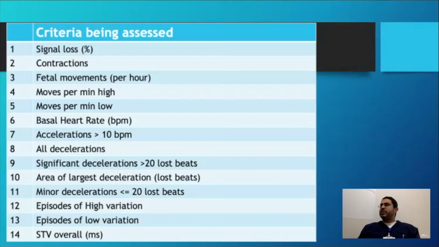But that's not how the machine calculates it. It takes away the decelerations, but doesn't necessarily take away the accelerations, and it doesn't take away the high variability episodes. So when there's increased variability, it doesn't remove that. It calculates the entirety of what's left after removing the decelerations and gives you a number. You will notice frequently that the number it gives you and the number you are estimating are different.